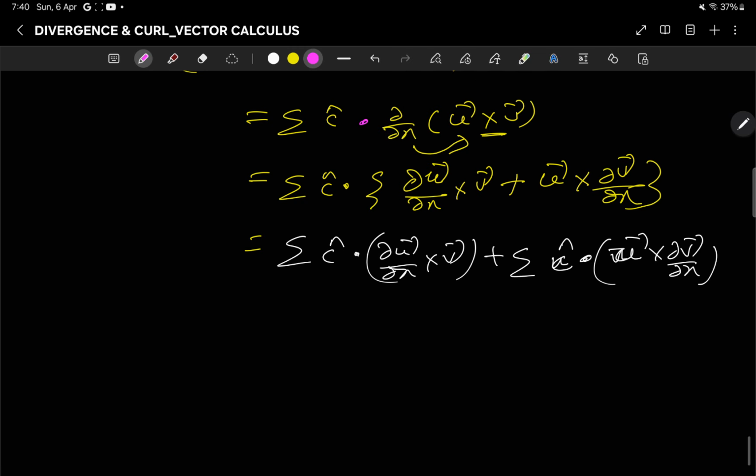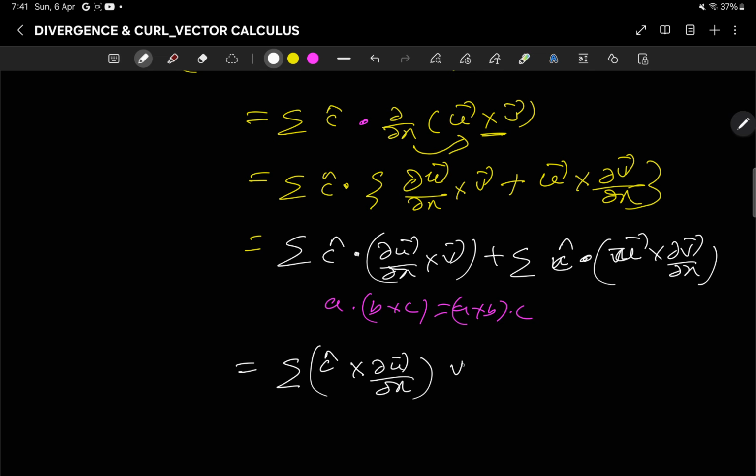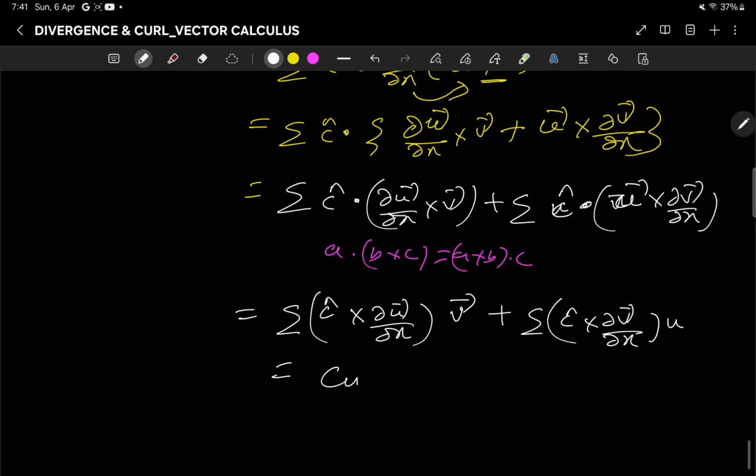Now you apply the formula a dot b cross c is equal to a cross b dot c. So this is summation of i cross del u by del x dot v plus summation of i cross del v by del x dot u. So this is equal to curl u dot v minus u dot curl v.